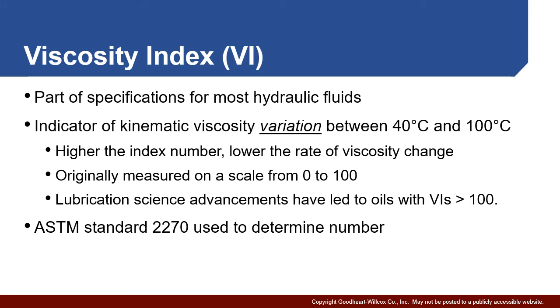Well, over time, lubrication science has had a number of different advancements, and as a result, we now have a number of oils that have a VI actually higher than 100. So that 0 to 100 limit is no longer the case. So you will see numbers over 100 for very stable oil. Now, just like all of these other things, we need a standard system for measuring them, and it's ASTM, the American Society for Testing and Materials Standard 2270, that's actually used in determining the viscosity index.